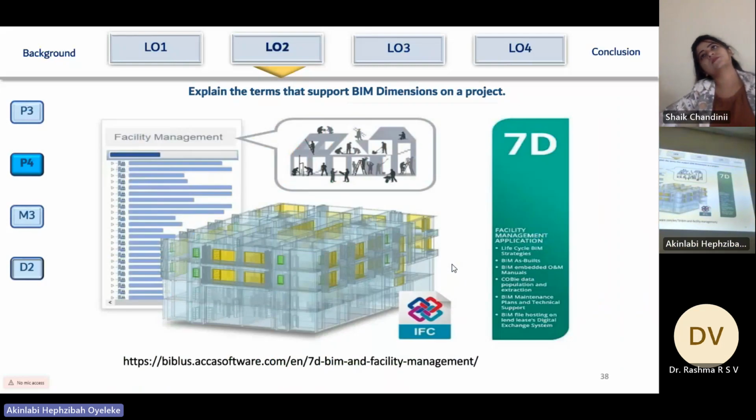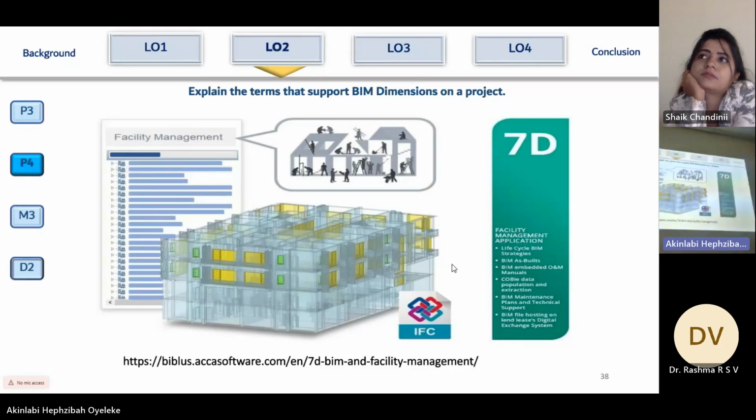Then 7D is the operation. 7D talks about facility management or operation of the building. The facility management has access to information about every element in the building, and they can plan maintenance activities accordingly, and they know where to order, and who to order what materials from.